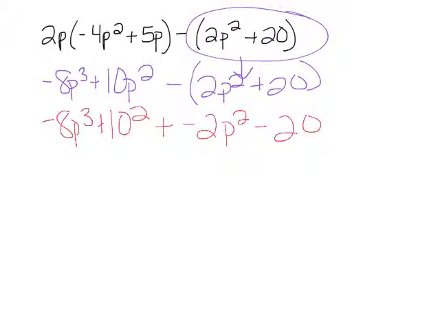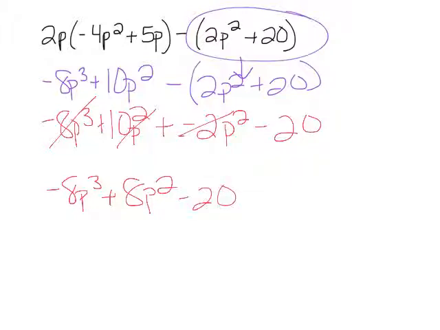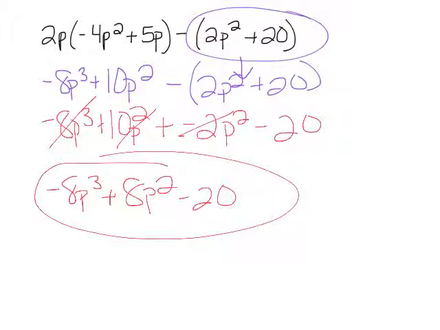And now I can combine my like terms. My like terms are things that have the same degree with the same variable. And I'm going to write in standard form, so nothing can be combined with my 8p cubed. The 10p squared plus a negative 2p squared becomes plus 8p squared. And nothing can be combined with my constant, so I'm just left with a negative 20. So my final answer becomes negative 8p cubed plus 8p squared minus 20.